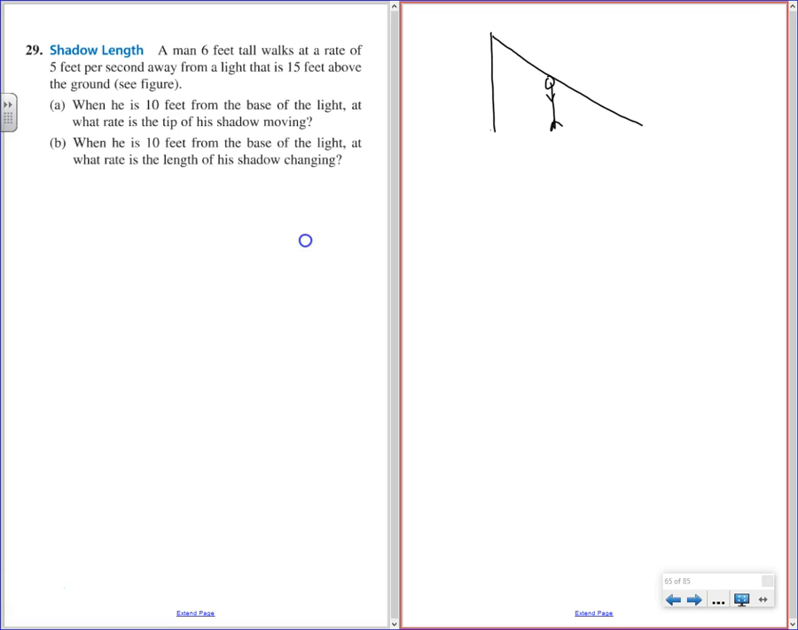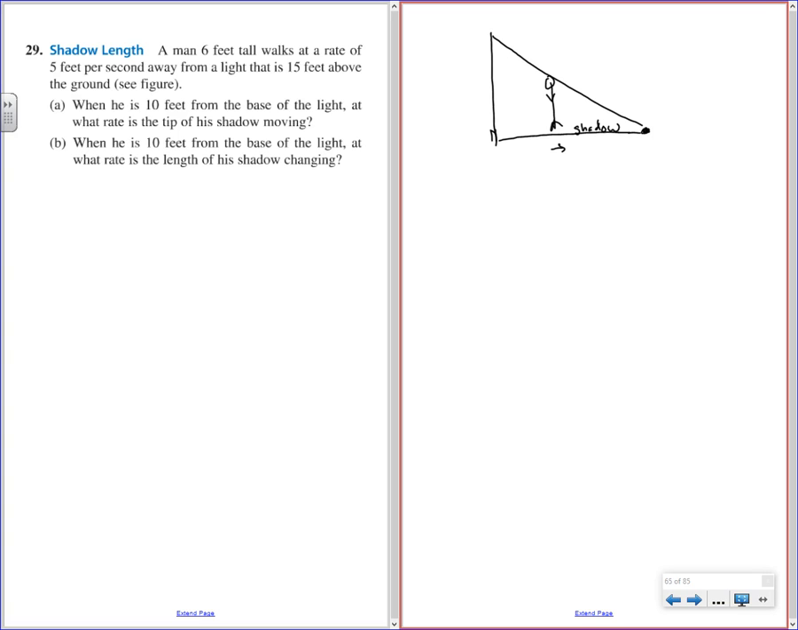And as the light shines, there's a shadow. So here's the shadow. And he's walking away from the light. But here's the tip of the shadow.